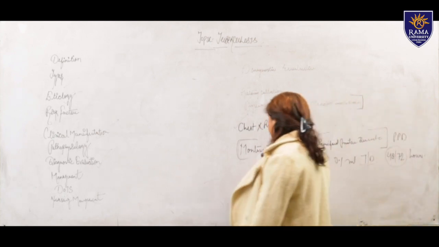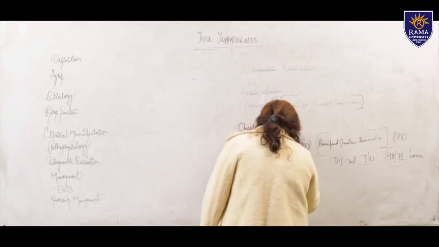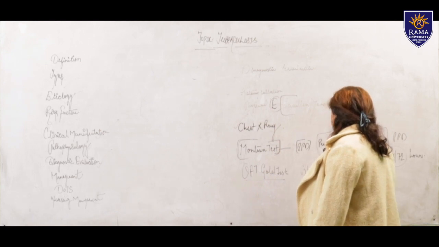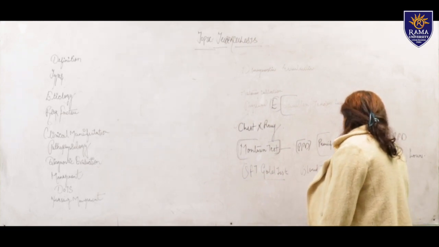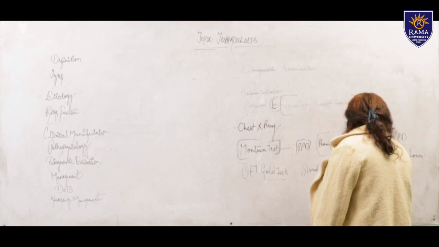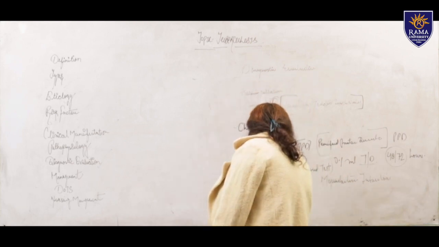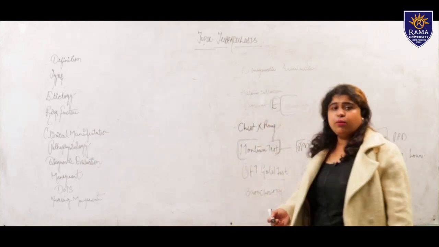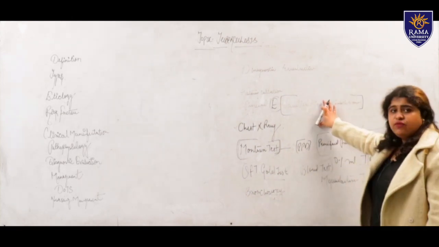And the another test we can do is the QFT gold test. It's a simple blood test which detects or confirms Mycobacterium tuberculosis. Another we can do bronchoscopy. So what is bronchoscopy? Bronchoscopy is just a visualization of bronchioles. So these are the diagnostic evaluations for the tuberculosis.